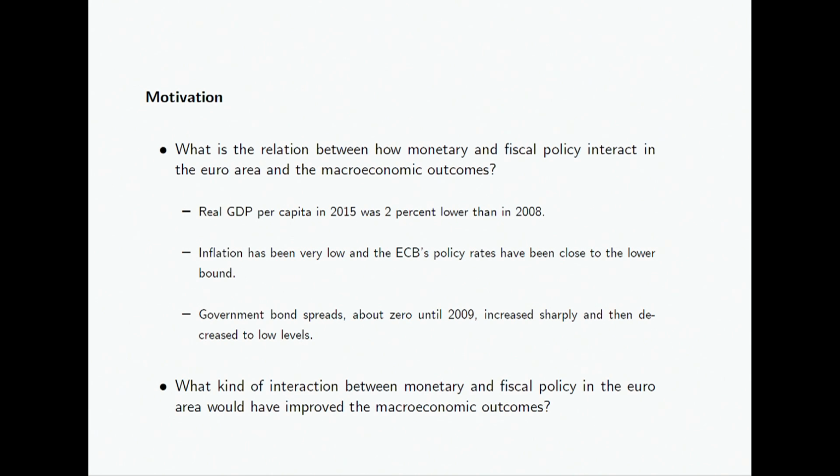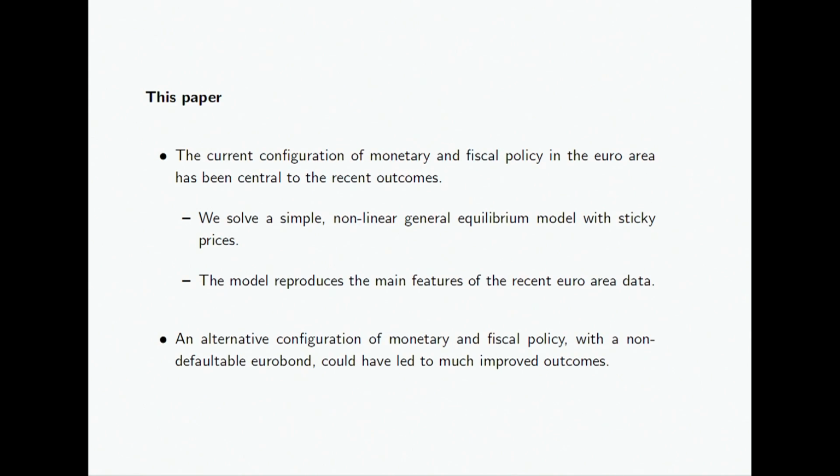Given that what's been happening is not so good, we also want to ask the second question: what kind of interaction between monetary and fiscal policy would have improved the macroeconomic outcomes? Specifically, in the paper, we formalize the idea that the way monetary and fiscal policy currently interact in the euro area has actually been central to the recent outcomes. We do this by solving a simple, nonlinear general equilibrium model with sticky prices. We're going to make assumptions about monetary and fiscal policy in the model that we think capture the essentials of how these policies are actually conducted in the euro area. And given that, we'll show the model reproduces the main features of the recent data.